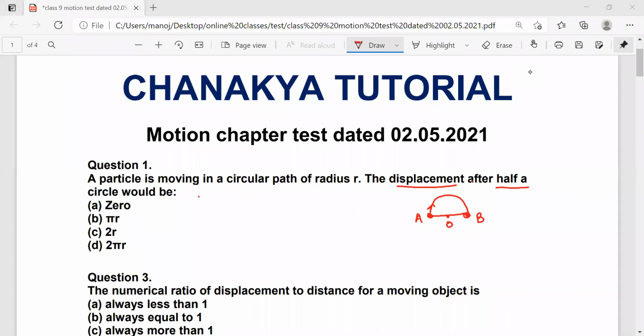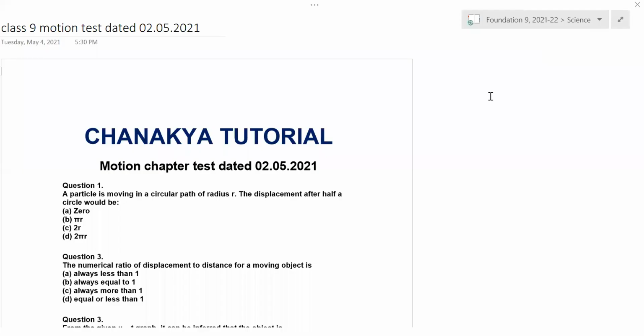If it is AOB, this will be the displacement. So it is nothing but a diameter. From here to here r, from here to here r. So r plus r will be how much? 2r. So your option should be the second one. Any doubt? No, sir.